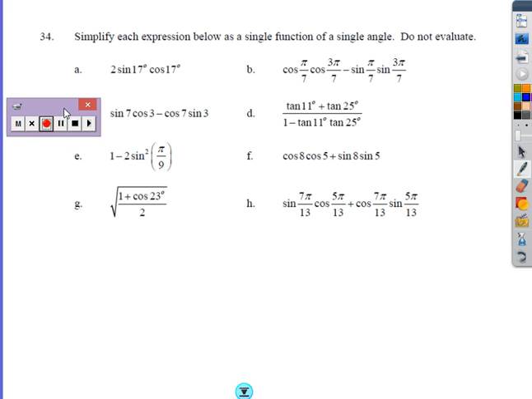All right, so let's take a look at number 34. So I've got to simplify each of these expressions, but I don't have to evaluate, which is a good thing. On your formula sheet, you're going to find some formulas that are really helpful.